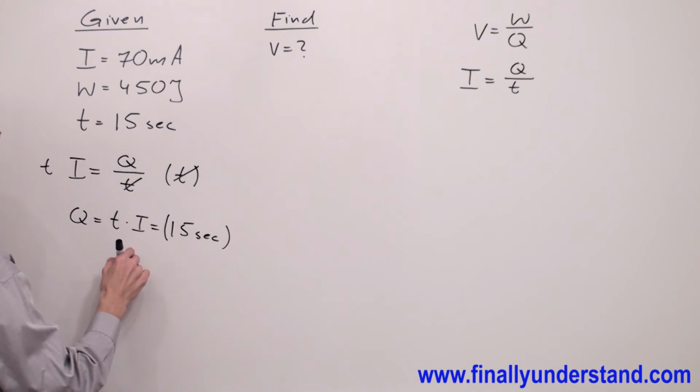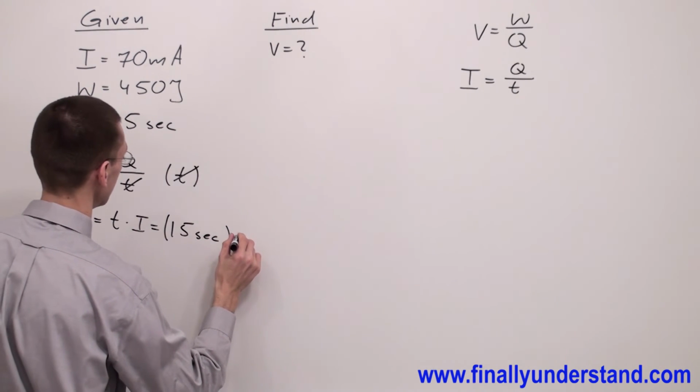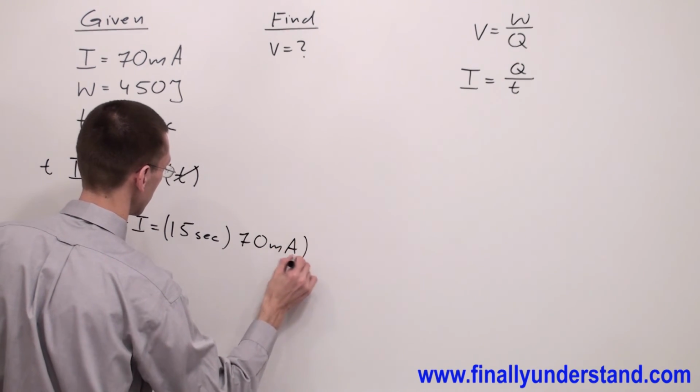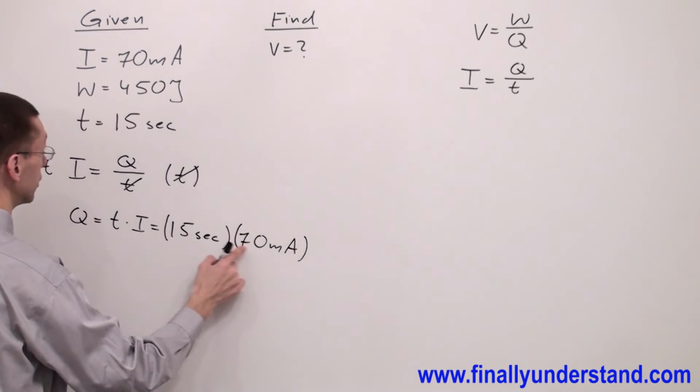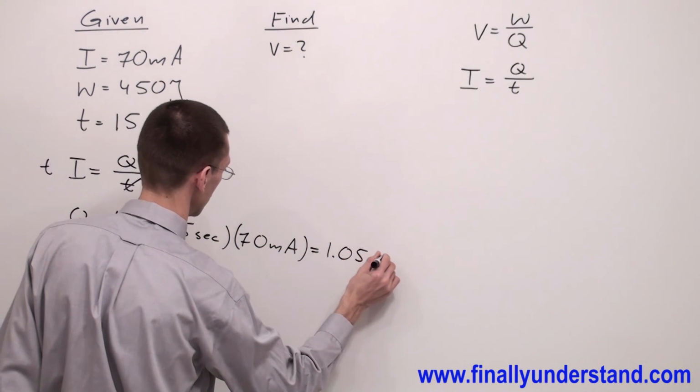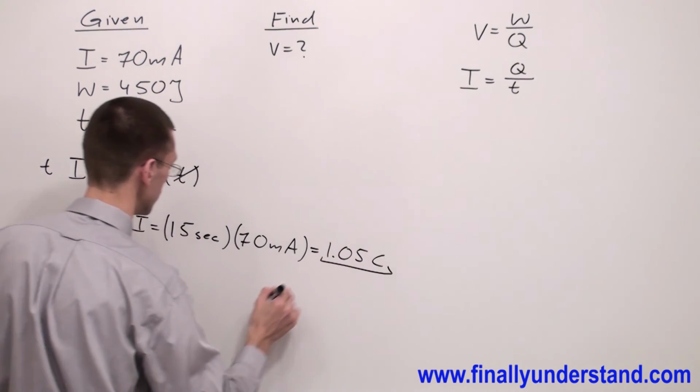Current is equal to 70 milliamps. Multiply them together and we are going to get 1.05 coulombs. This is the charge.